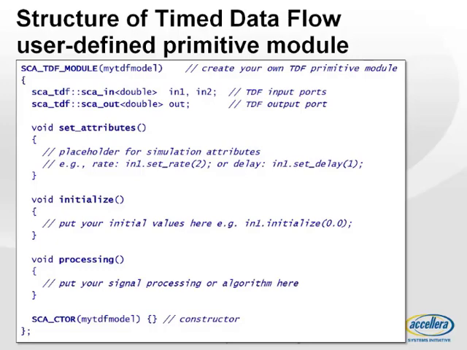This is how a module looks. We have the module declaration, SCA_TDF_MODULE. We have two TDF in ports and a TDF out port of type double, then the set_attributes callback, initialize, and processing. This is the structure of a user-defined primitive.